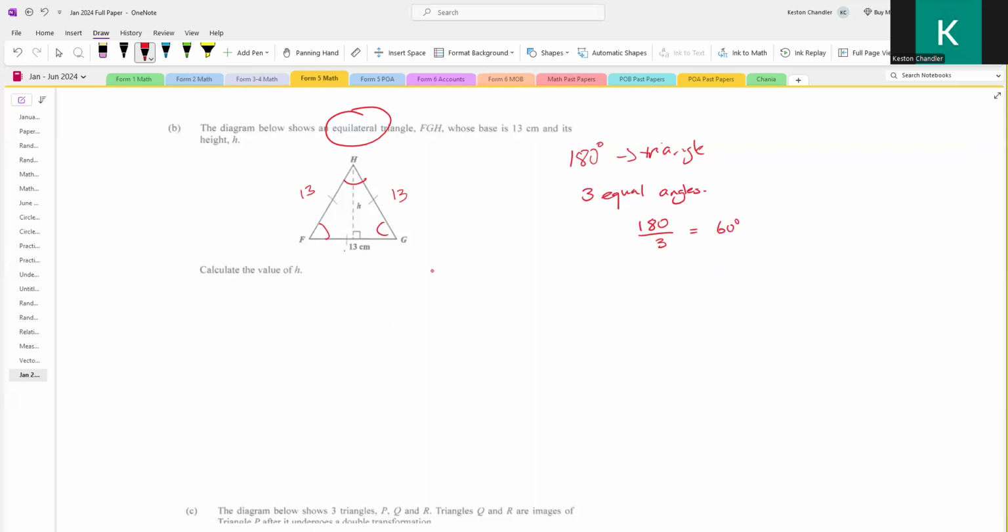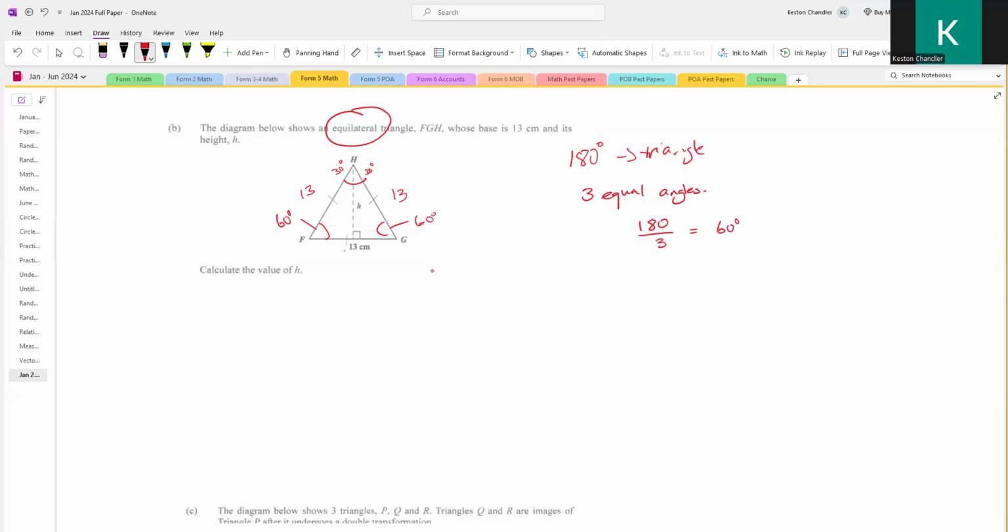Very good. So that means that this angle here is 60 degrees. This angle here is 60 degrees. And up here, this angle will be split in half, 30 and 30. Everybody agree with that? Good. Now, they ask us to find the height of this triangle.